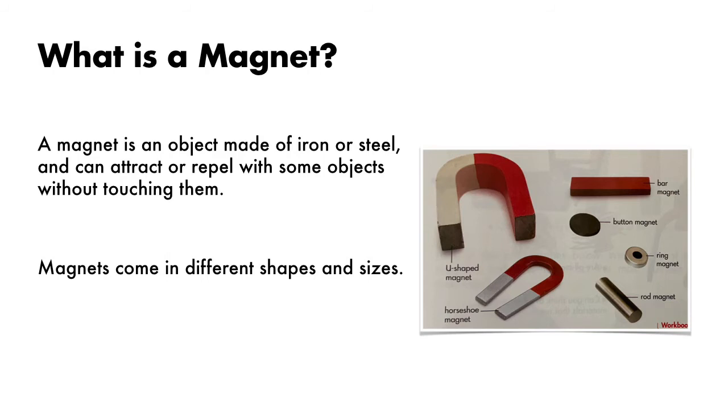So magnets come in different shapes and sizes. We have the U-shaped magnet, the horseshoe magnet, and a magnet in the form of a bar, so we call it a bar magnet. If the magnet is shaped as a button, we call it a button magnet. If it is shaped as a ring, we call it a ring magnet. And if the magnet comes in the form of a rod, we call it a rod magnet.